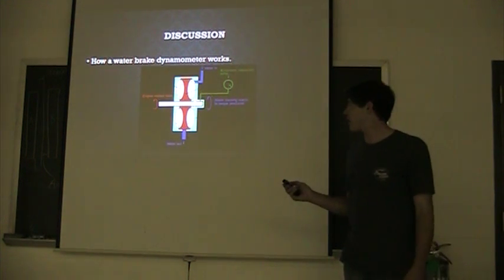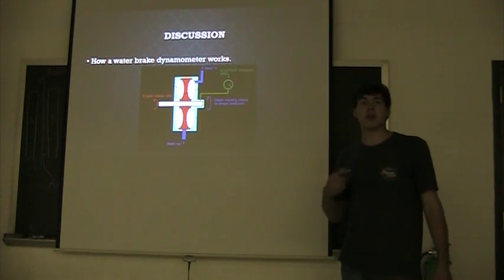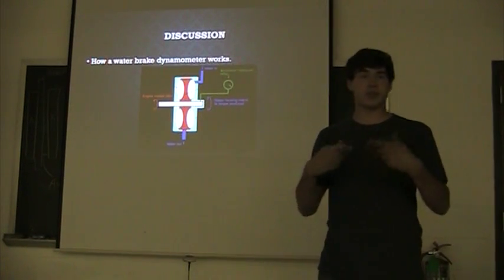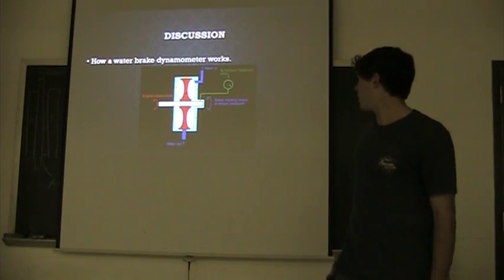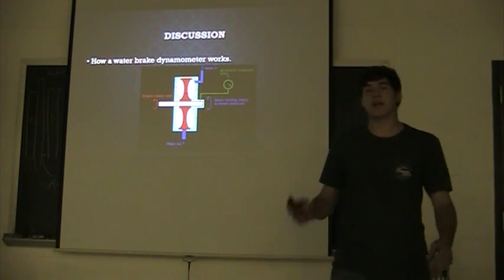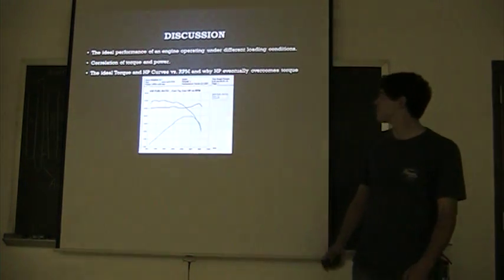So how the water brake dyno works, the motor will turn a shaft, which actually will pump water through it, and there's a resistance inherent in that. And then we will measure the output, the electrical output from the stator, and we'll convert it into power numbers.